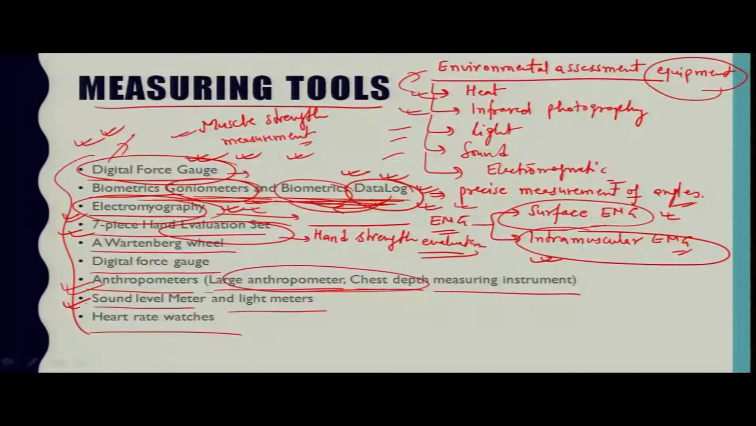Basically, if you go to the tailor who is measuring your dimensions for designing your cloth, he has a lot of tools. Those tools come in the category of anthropometers. So any measurement he is taking with some tools, those tools can come under anthropometers. As far as sound level meters and light meters are concerned, these instruments measure the sound level, and in any manufacturing facility this can be used to monitor whether sound levels are within limits or not.